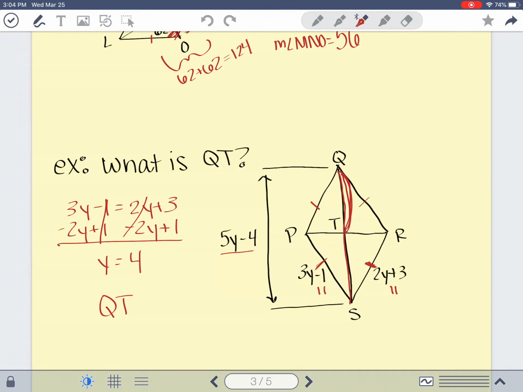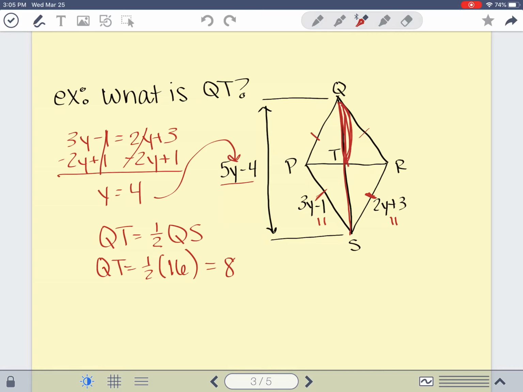So first we need to find QS because QT is equal to half of QS. QT is half of that diagonal. And remember, the diagonals bisect each other. So QS is going to be 5 times our 4, which is 20, minus 4, which is 16. So QT is half of 16, which is going to be 8. So QT is 8.